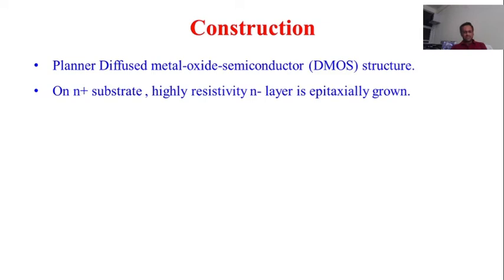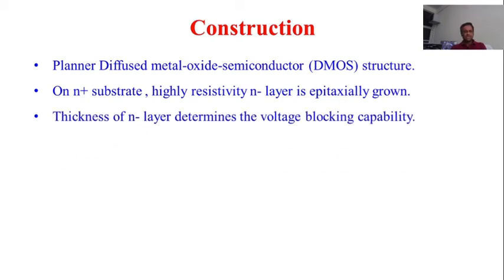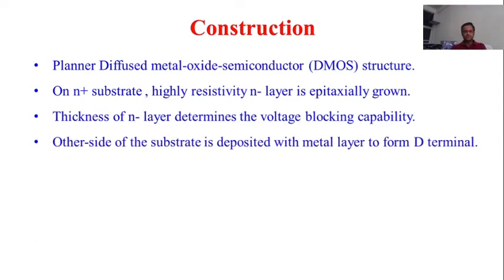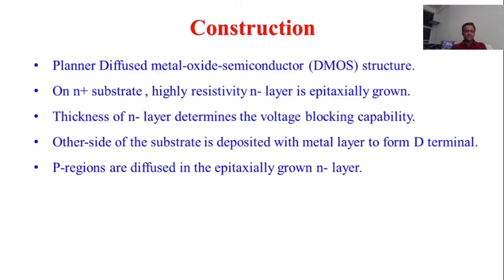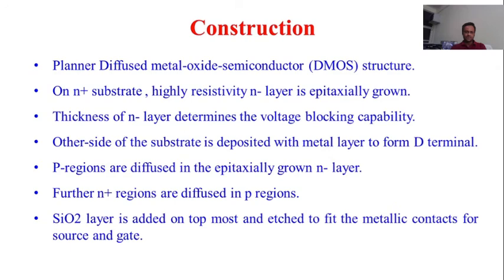We have the N plus substrate. A highly resistive N layer is epitaxially grown over this substrate, and the thickness of this N minus layer, or drift region, determines the voltage blocking capability. On the other side of this substrate, we have the metallic layer which forms the drain terminal. P regions are diffused in the epitaxially grown N minus drift layer. Further, we diffuse the N plus regions in these P regions. Afterwards, the SiO2 layer is added on the topmost and etched to fit the metallic contacts for the source and gate.